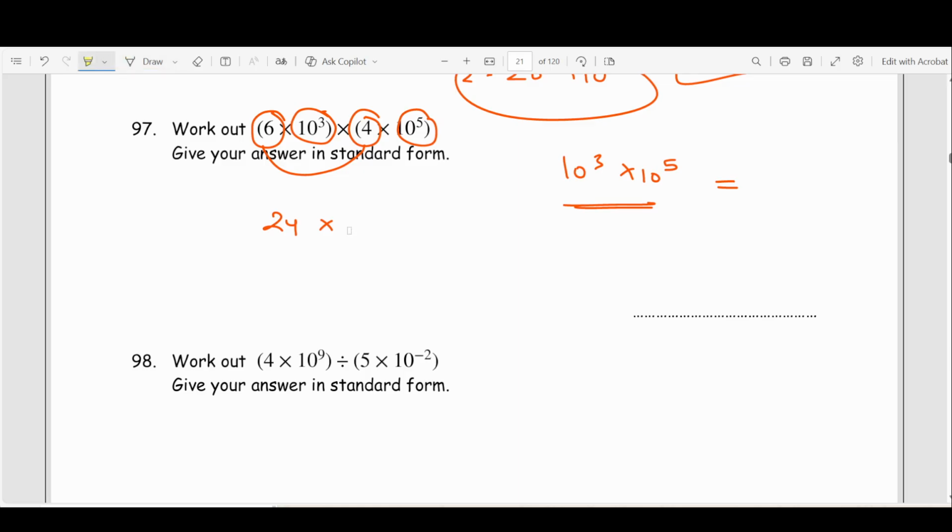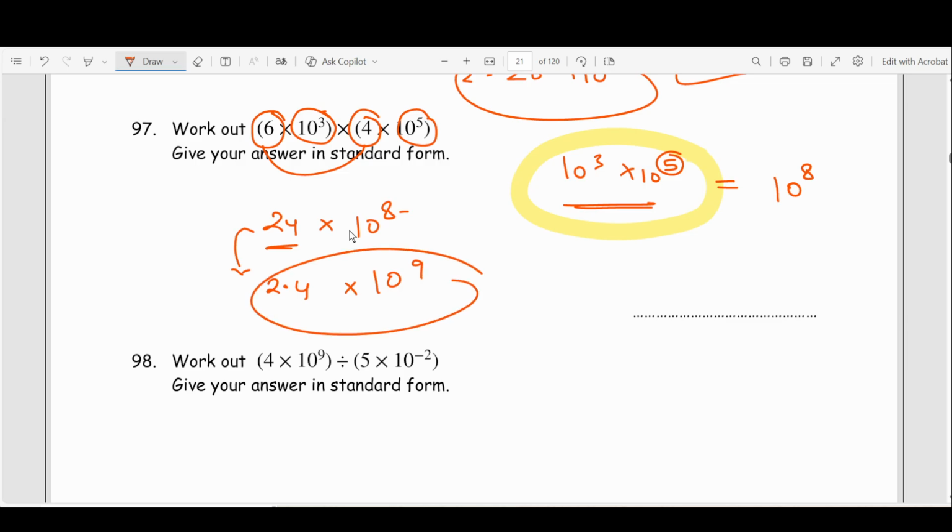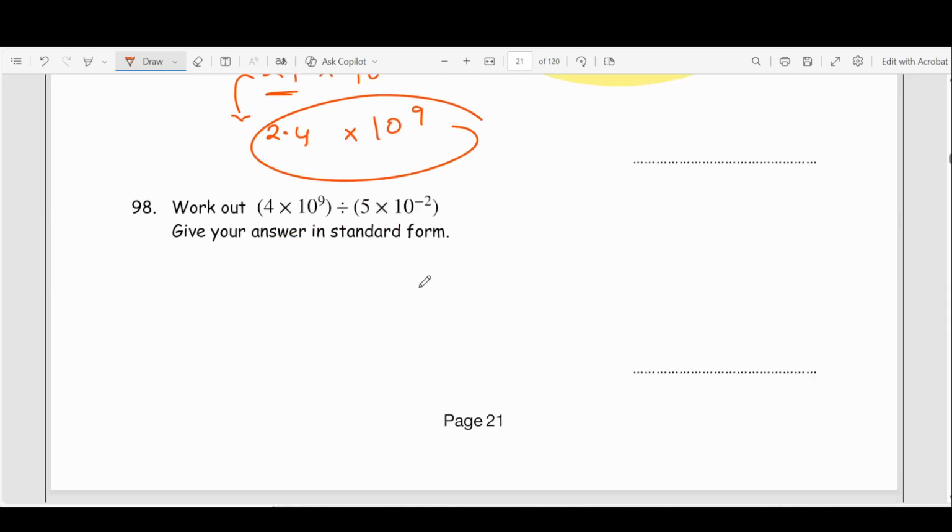How do we do this? 10 to the power 8. Exactly, just add the powers. So that's our answer. But we need to make it into standard form. This is greater than 10, so make it less than 10 by putting a decimal. 24 becomes 2.4 times, because we are making it smaller, so we need to add 1 here. 8 plus 1 is 9, so that's our answer. Clear?